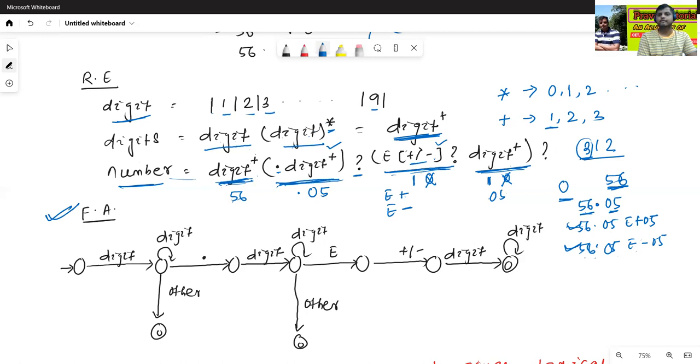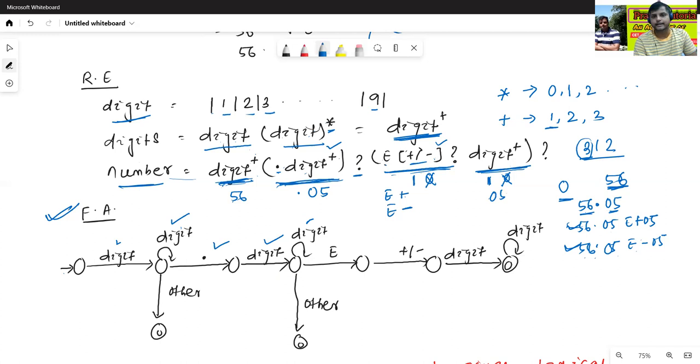See how to create the finite automata. First one is digit plus, which means digit followed by digit star, and star means a loop, a self loop. So digit, digit. Then the next one is the point. Then digit plus, which means digit and a digit self loop.